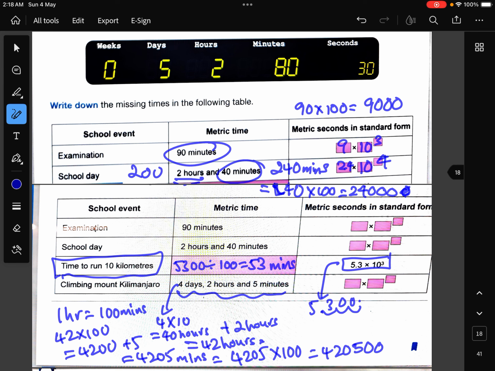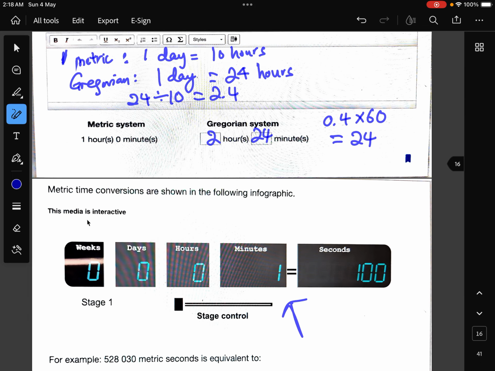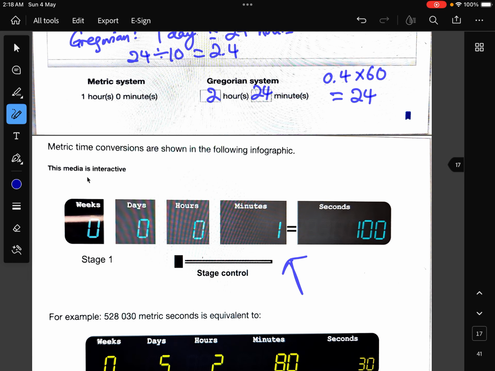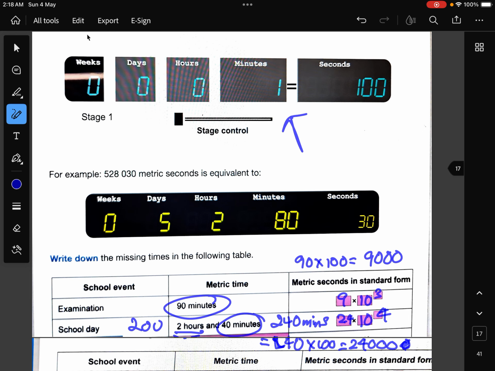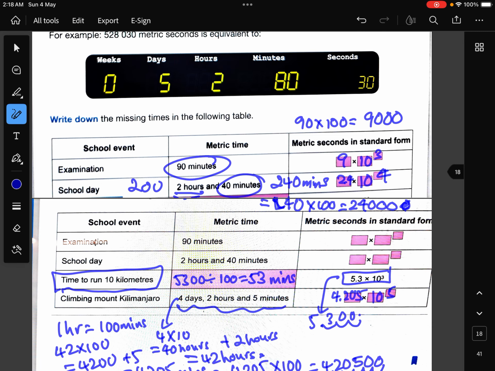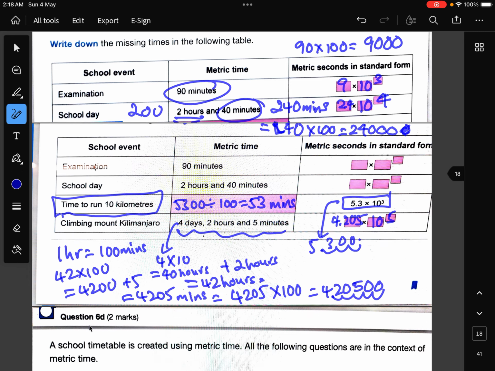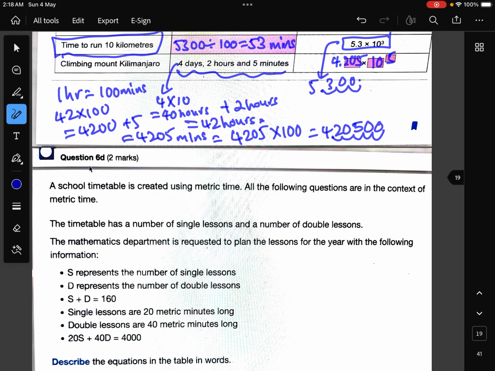seconds. So again, we're going to convert this into scientific notation. So it's going to be 4.205 times 10 to the power. So if you put the decimal point and we just count 1, 2, 3, 4, 5. So it's going to be times 10 to the power of 5. So I think this question is reasonable. It's just basically conversion from minutes to seconds, or maybe hours to seconds, or days to seconds, all in the metric time. Okay, and basically writing that in standard form. So I think this question is reasonable.